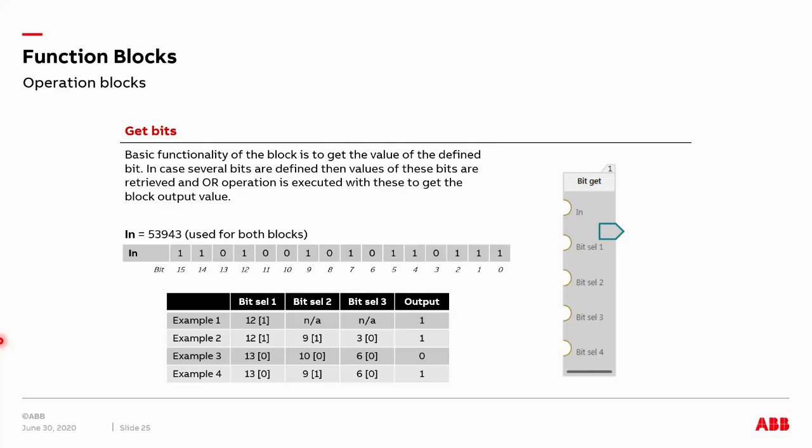So in my case, for our example, we use the input as being 53,943, which in Boolean is that long string of ones and zeros there. 1, 1, 0, 1, 0, 0, 1, 0, 1, 0, 1, 1, 0, 1, 1, 1. So that's a 16-bit number. That's the output there. So I've gone through 4 examples down at the bottom. Let's say I have bit 1. Bit select 1 is set to 12. Bit select 2 is not specified. Bit select 3 is not specified.